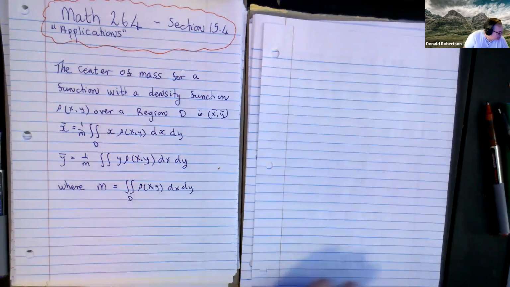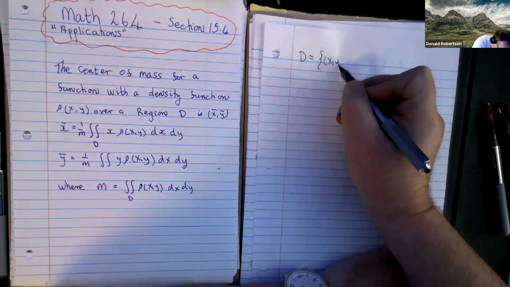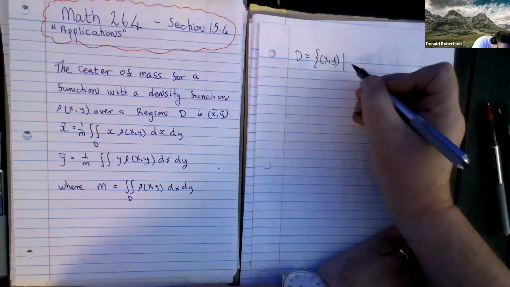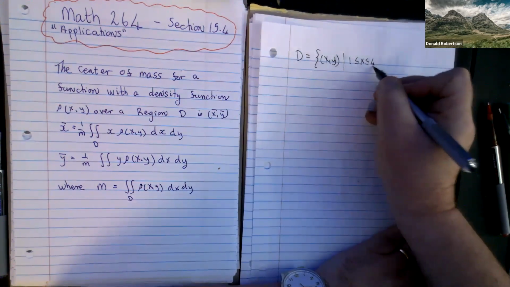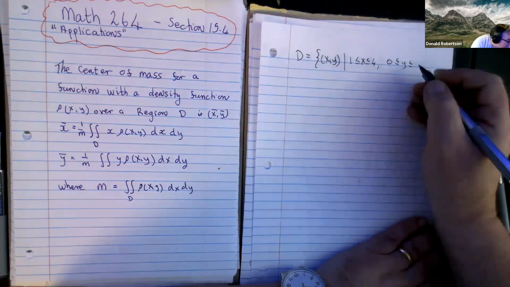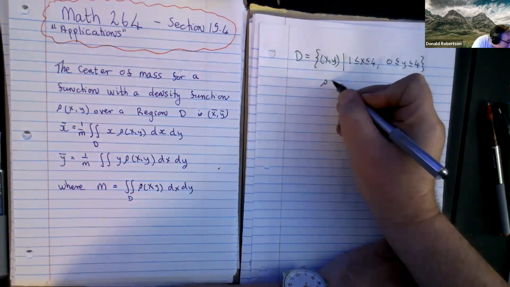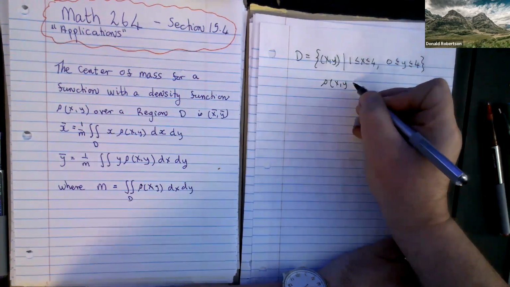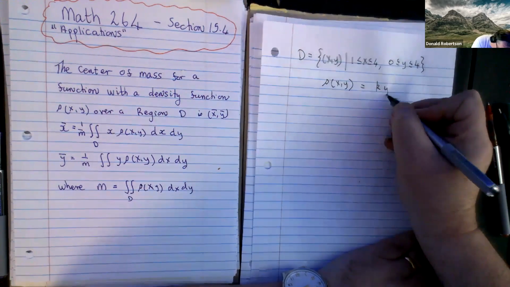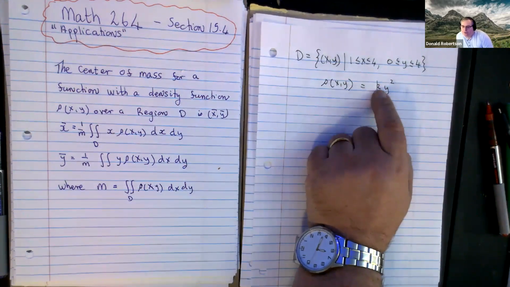Okay, here it goes. Suppose I tell you that the region D is given in this format, and that the density function is given as ky squared. And you might think, oh God, what's this k going to do? I want you to think of this k as a constant. It's just a fixed number you don't know.